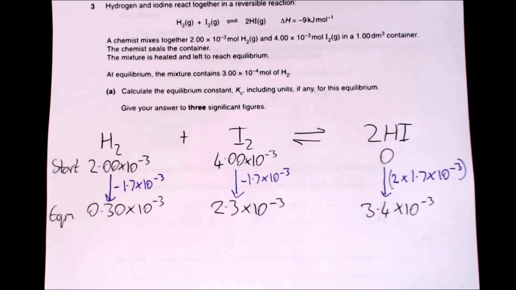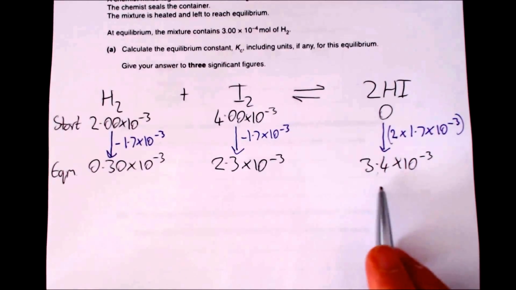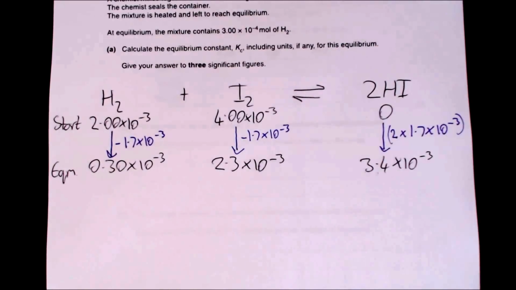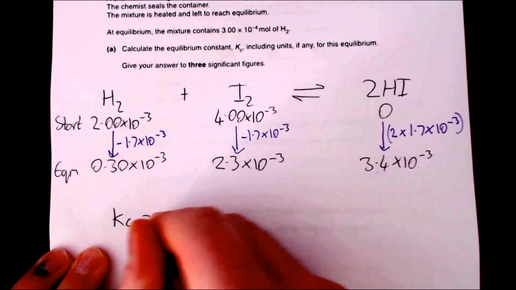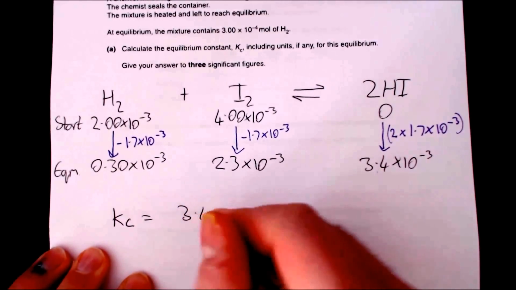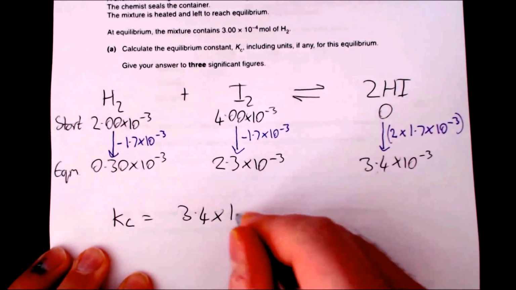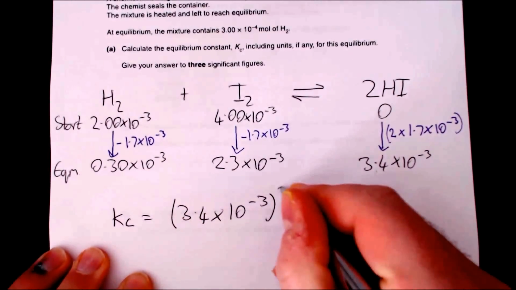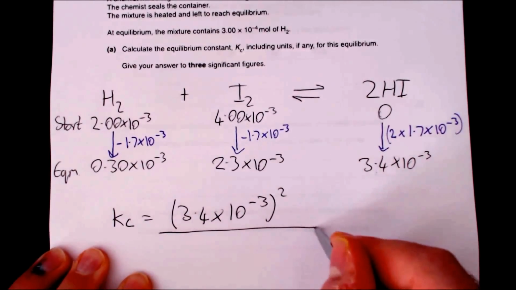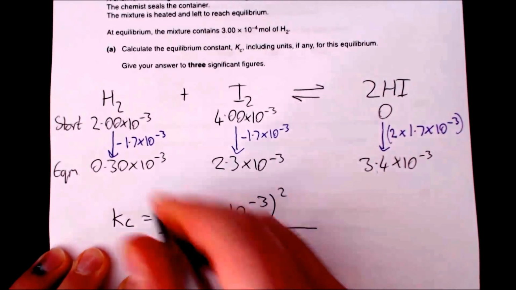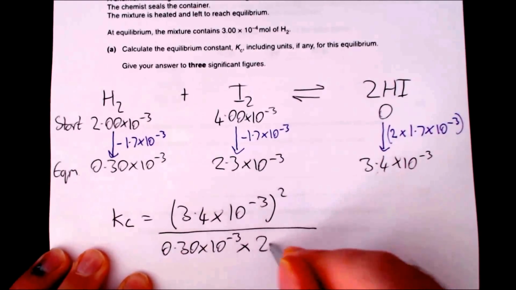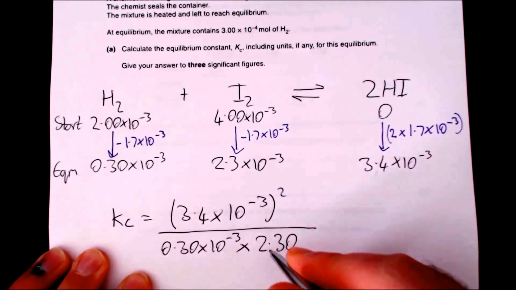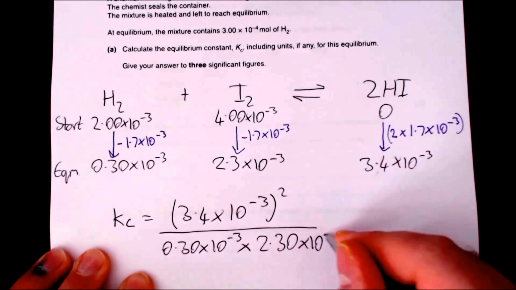So now what we need to do is write in our Kc expression, and it's products over reactants. In this case, the number of moles equals the concentration as well, because it's in a 1 decimeter cubed container. So Kc equals, and we've got this value here, which is 3.4 times 10 to the minus 3, and that's going to be squared, and we're going to divide that by 0.30 times 10 to the minus 3, and multiply that by 2.30 times 10 to the minus 3.